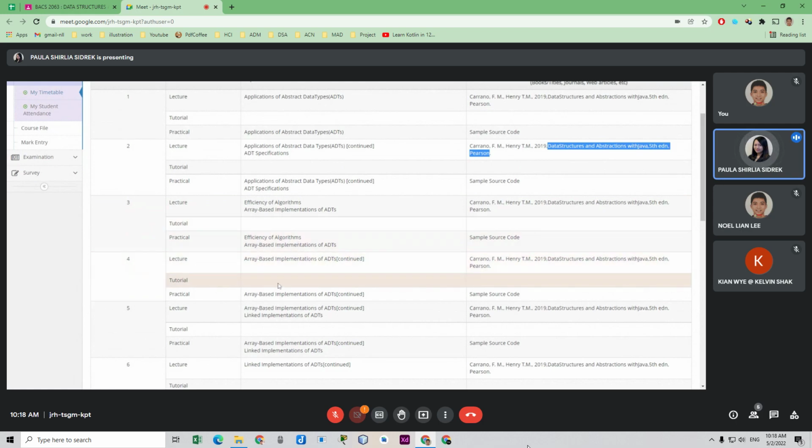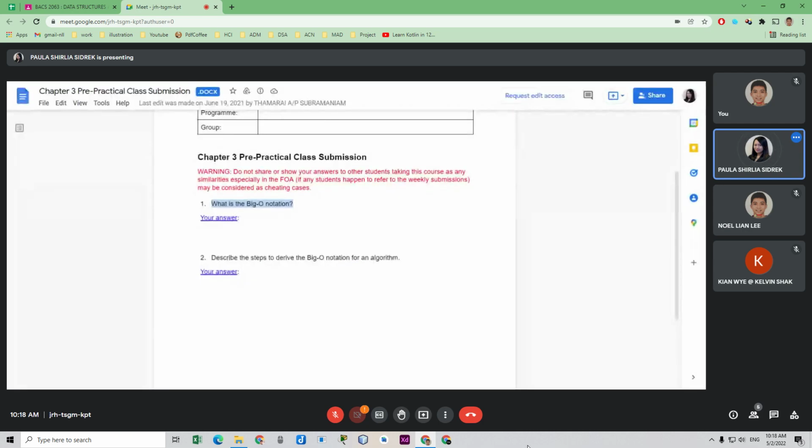Okay, so just to give an overview of what you should be doing here. For next week we're doing this array-based implementation of ADTs, still continuing. Yes, for your practical lecture as well. And then you continue on array-based implementation as well. All right, let's look at the question. All right, see this one? This is your pre-practical class submission.